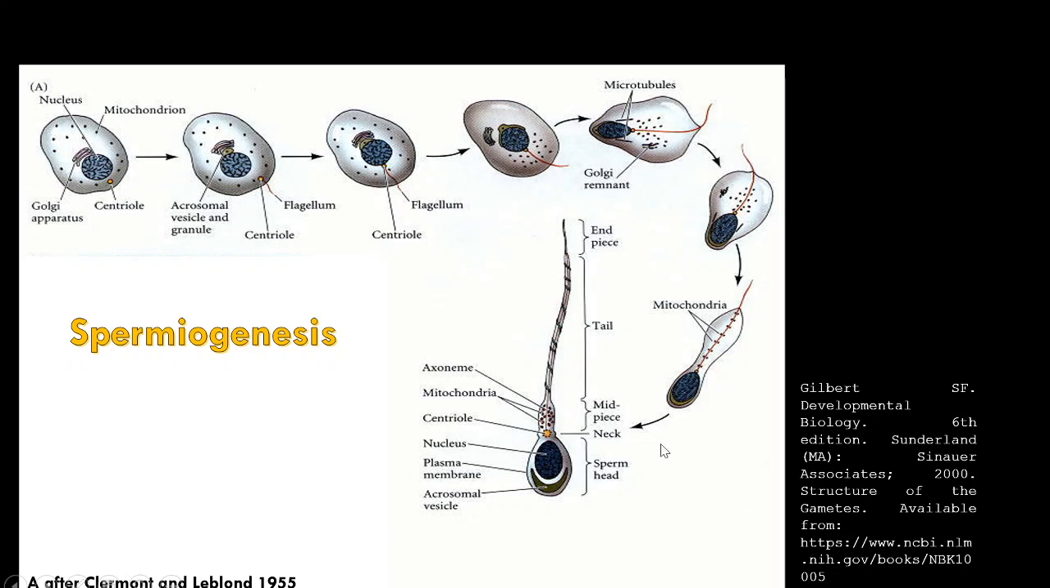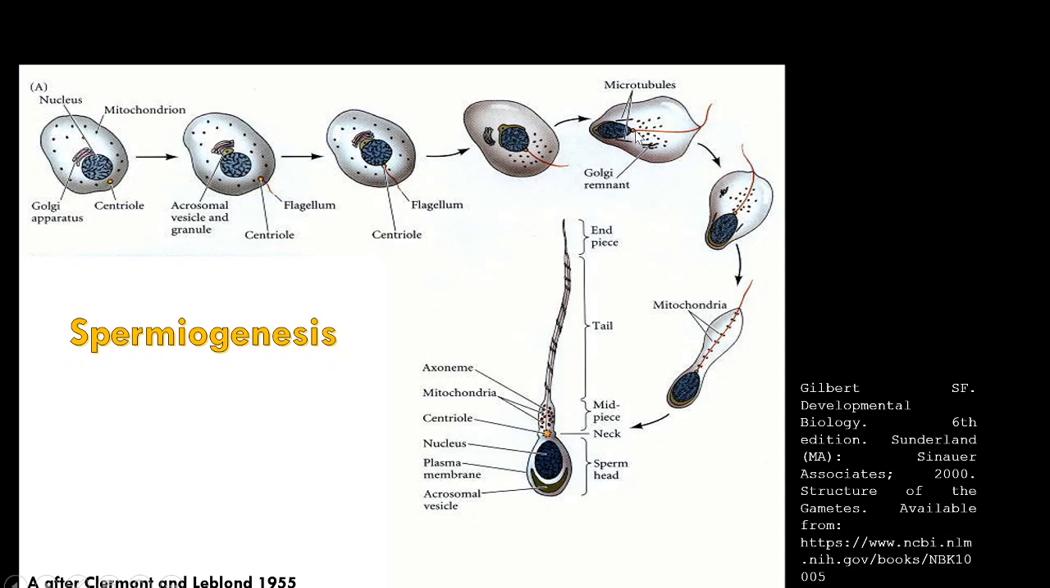This is the figure that shows the complete process of spermiogenesis. So this is a spermatid. Here you can see it has a normal cell structure with the nucleus, the Golgi apparatus, the centriole, and the mitochondria. And here you can see the development of the acrosome vesicle from the Golgi complex. So the acrosome has started forming from the Golgi apparatus. Here the centriole has gone towards the edge of the cell and formation of the flagellum is taking place. The Golgi apparatus, or the remnant, separates.